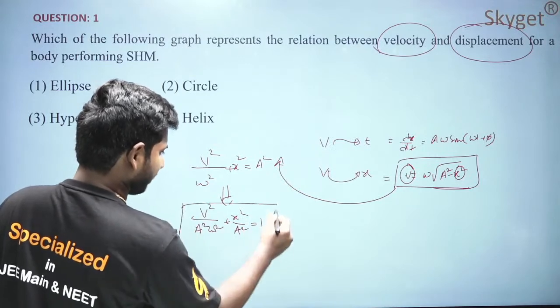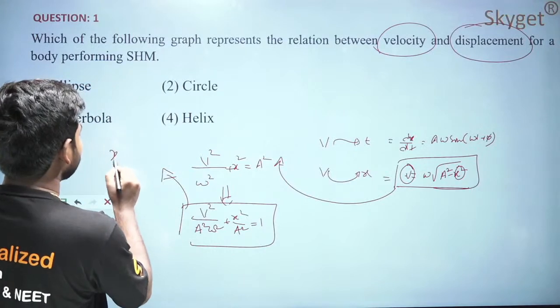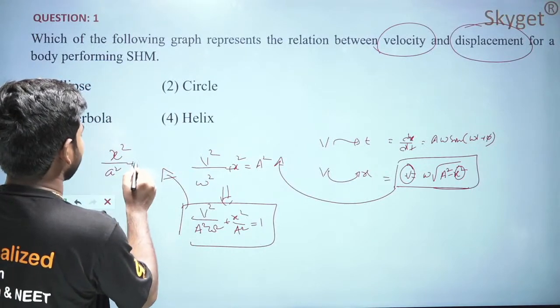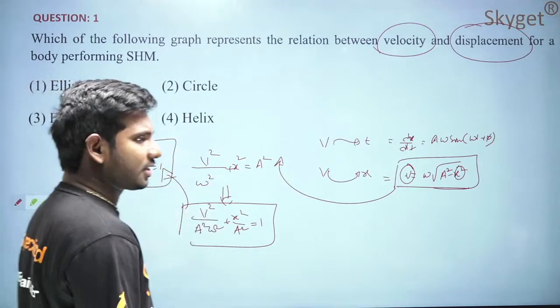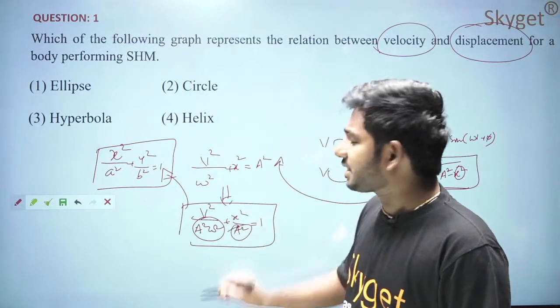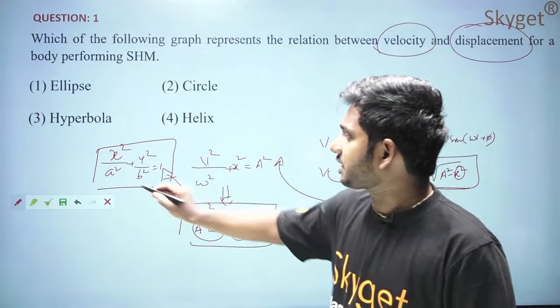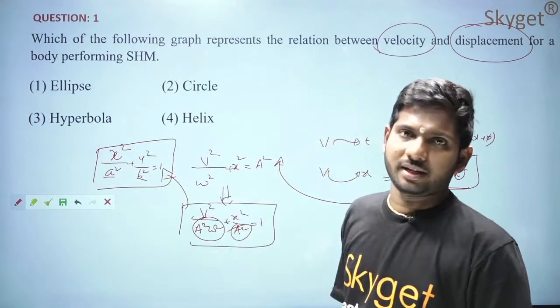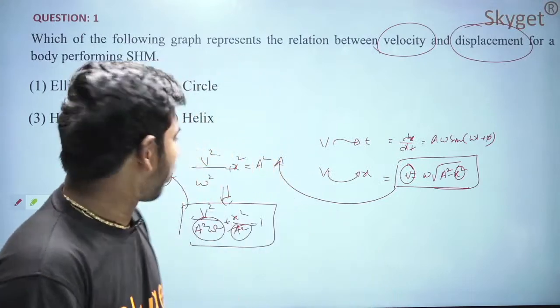is equal to 1. So if this is compared to our equation x square by a square plus y square by b square is equal to 1, this is an equation of ellipse. If these two terms are equal, then we can consider that an equation of circle. But these two terms are not equal, so this can be written in the form of a square and b square. So this is an equation of ellipse. So let us go ahead, students.